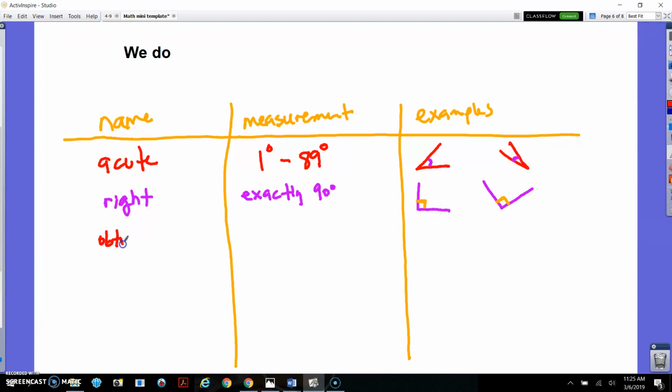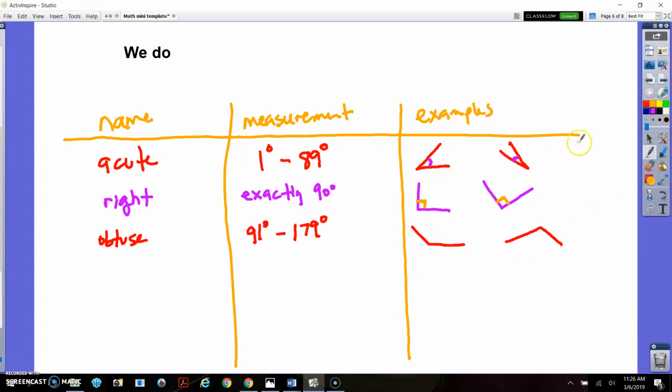Then obtuse angles are 91 degrees. Excuse me. It's actually 90 and a fraction, but we'll just say 91 degrees up to, and now remember they're going to have a max. Instead of saying they can just be more than 90, we're going to stop them at 179 degrees. And we'll draw your typical obtuse angle like that. But then also remember, they can open any direction. It doesn't really matter. They can go like that too. Just make sure you're clear that this is the angle, as opposed to this one around the other side, which we could do too.